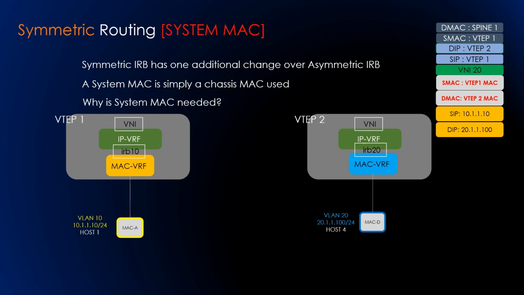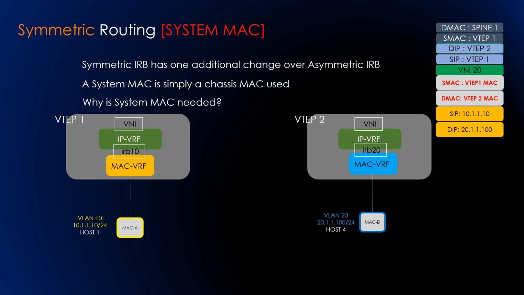A system MAC, simply a chassis MAC, is used here. The route also needs to carry the egress VTEP MAC address because this address is used as the destination MAC address of the inner packet. So this MAC address is carried in a new BGP extended community in the advertisement. This new extended community is called the router MAC extended community. This extended community is used to carry the PE or the leaf MAC addresses for a symmetric IRB scenario.